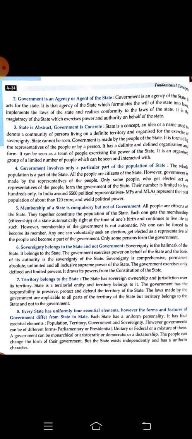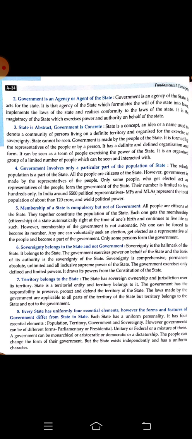Next, they are saying territory belongs to the state. The state is a territorial entity, and territory belongs to the state. The government has the responsibility to preserve, protect, and defend the territory of the state. So the government does not have any territory. The territory is of the state.